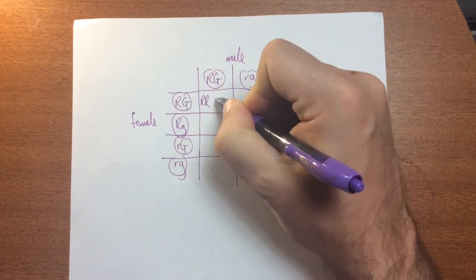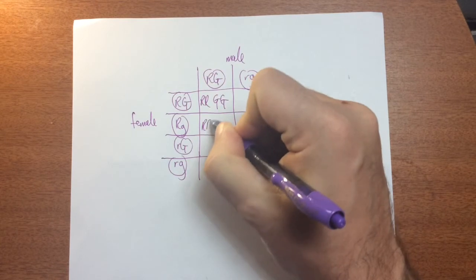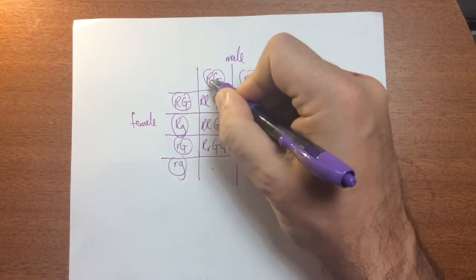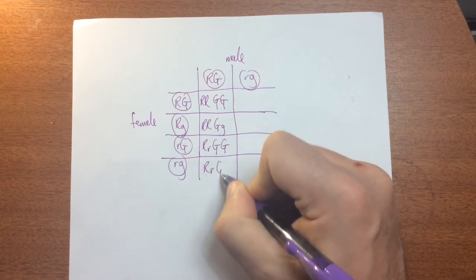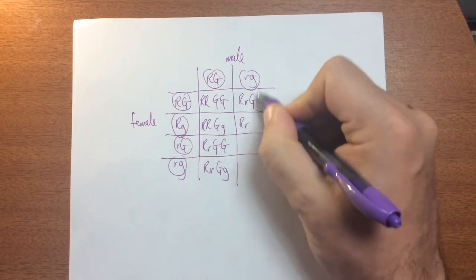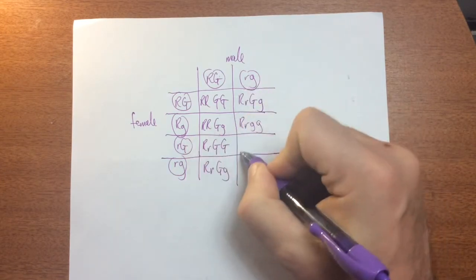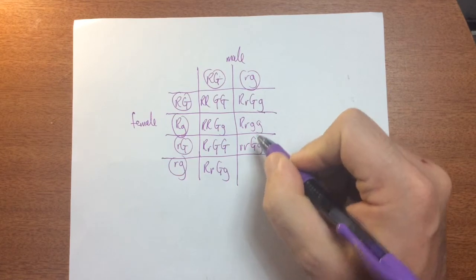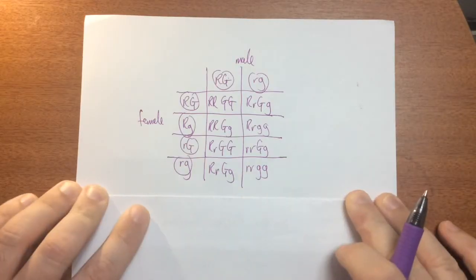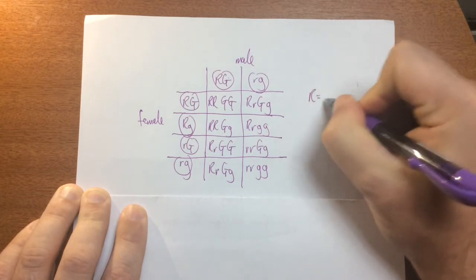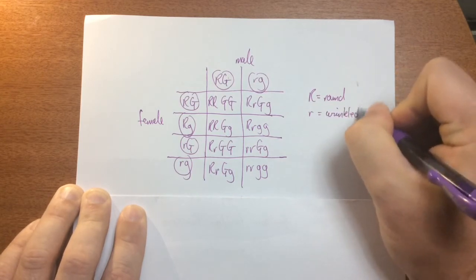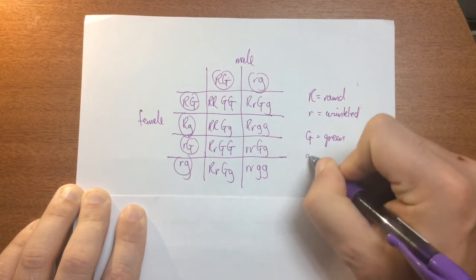Big R, big R, big G, big G, big R, big R, big G, little g, big R, little r, big G, big G, big R, little r, big G, little g. And here, big R, big G, little g, big R, little g, little g, little r, big G, little g, and the homozygous. Alright, so what do those look like? Just to remind, big R equals round in this example, little r equals wrinkled, big G equals green, and little g equals yellow.